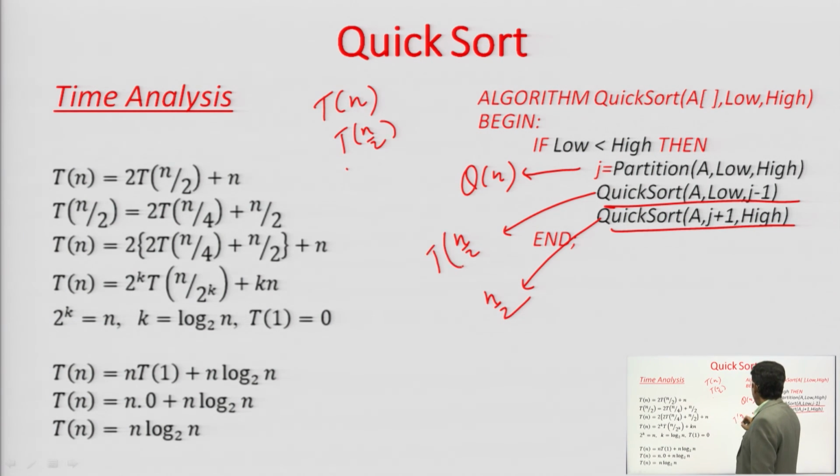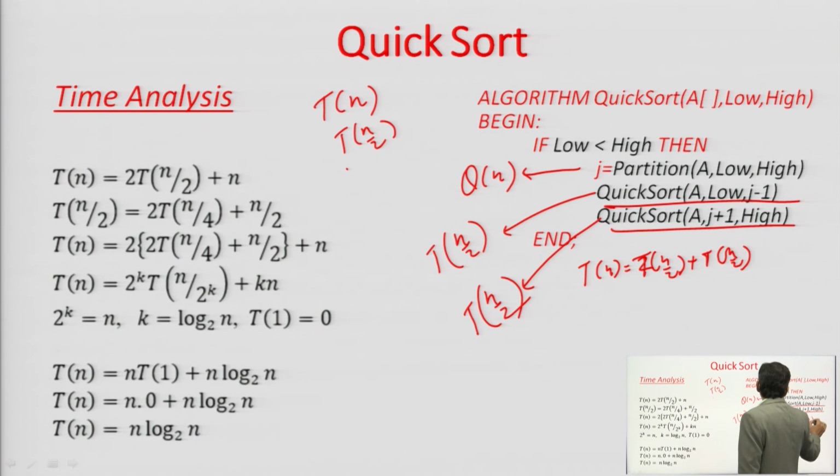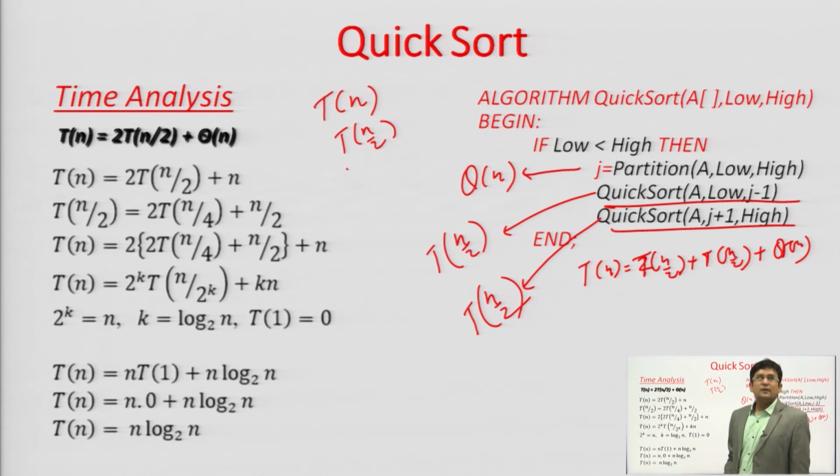So, we have to perform the quicksort, for which we will first do the partition. This will require theta n time, after which we will obtain two arrays of size n by 2 and n by 2. We will again perform the quicksort on these two subproblems of size n by 2 and n by 2. So, the total will be T(n) equals T(n/2) plus T(n/2) plus theta n. This can be written as 2T(n/2) plus theta n.